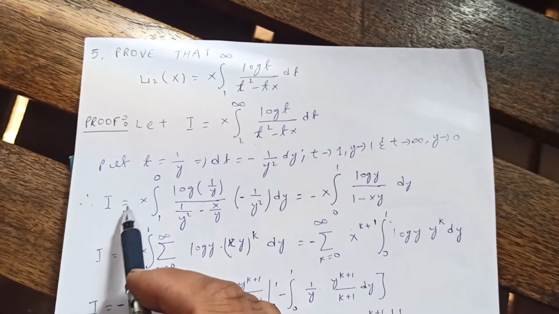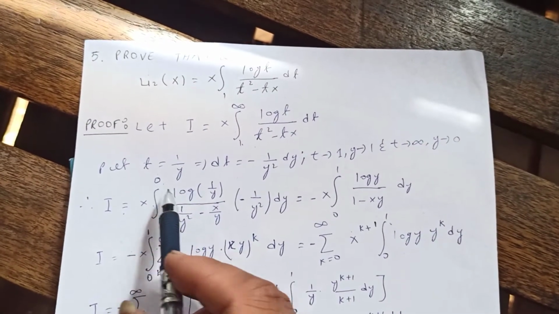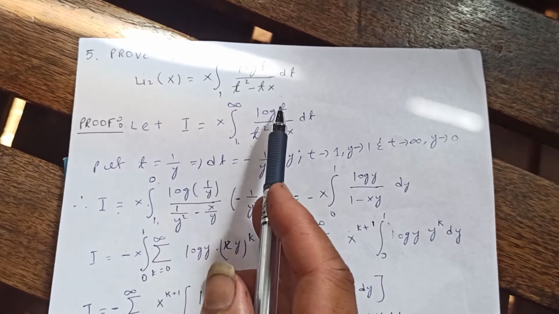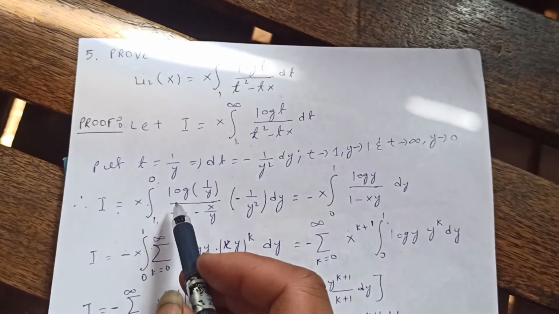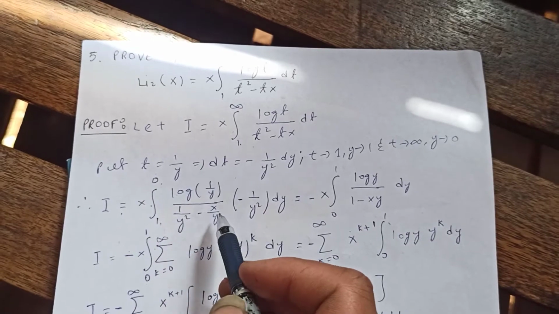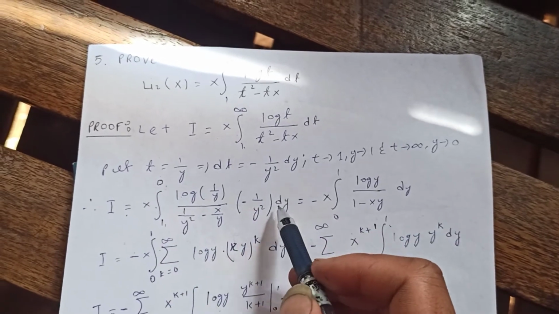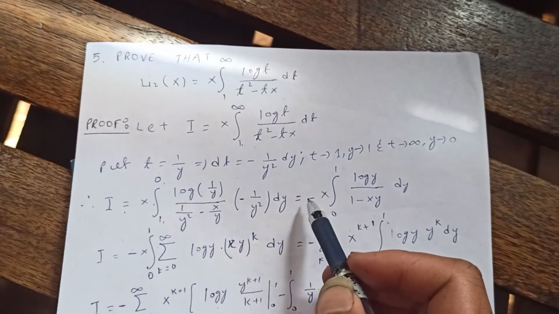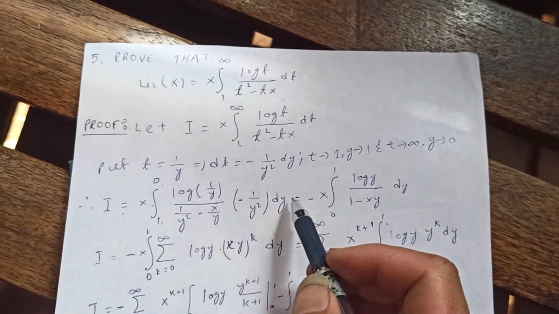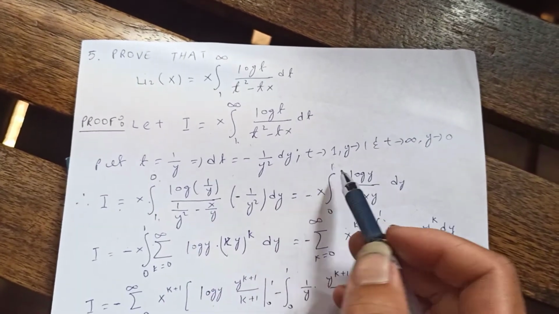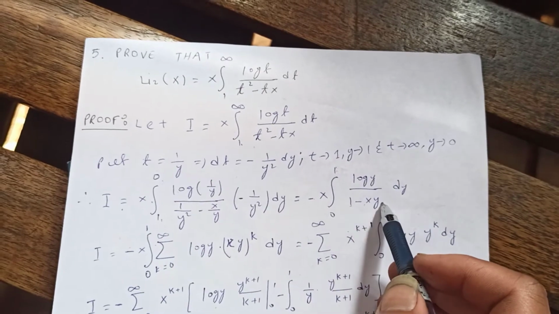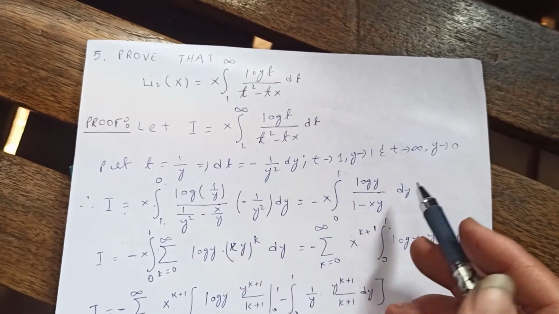Therefore, I is equal to x times the integral from 1 to 0 of log(1 over y), because t is 1 over y, upon (1 over y² − x), times negative 1 over y² dy. So simplify this one. Then you get negative x times the integral from 0 to 1 of log y upon (1 − xy) dy. I hope you can simplify this.